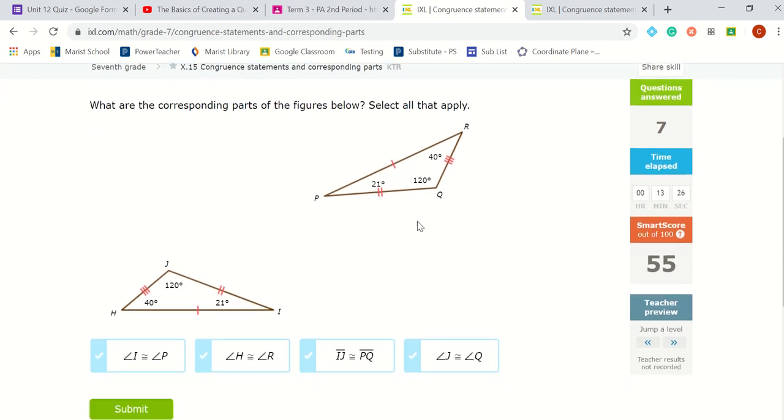Let's see. Oh, these tick marks indicate what is congruent. So 1 tick mark is congruent to 1 tick mark, 2 tick marks congruent to 2 tick marks, 3 tick marks congruent to 3 tick marks. What are the corresponding parts in the figures below? Select all that apply.